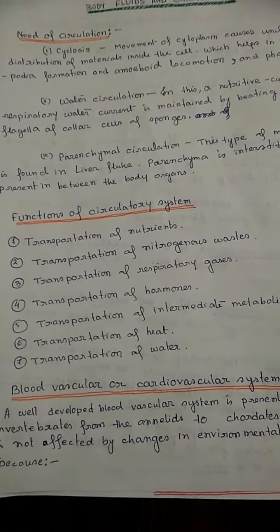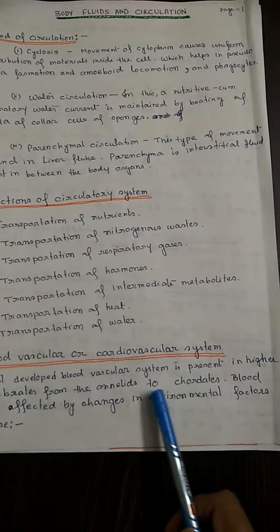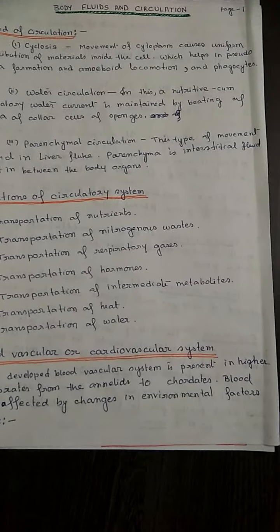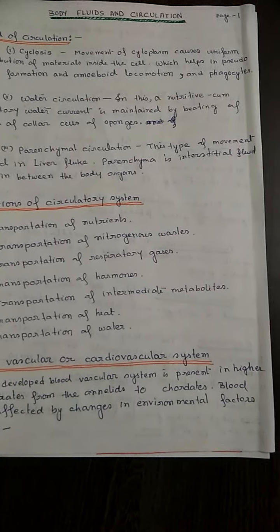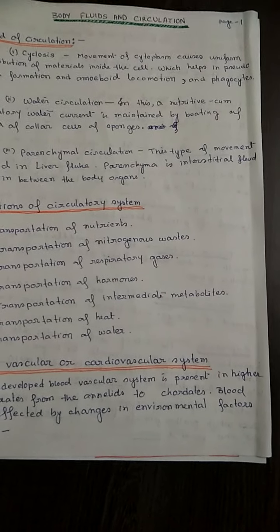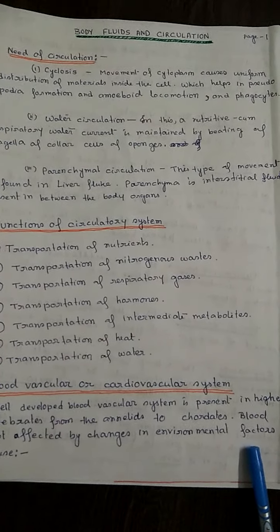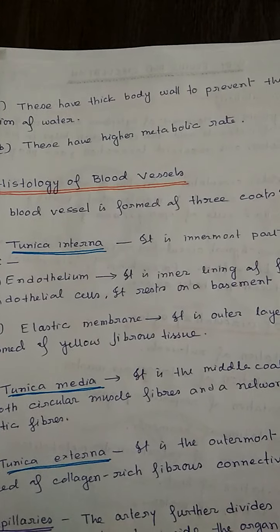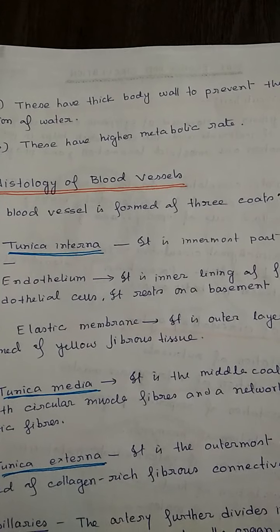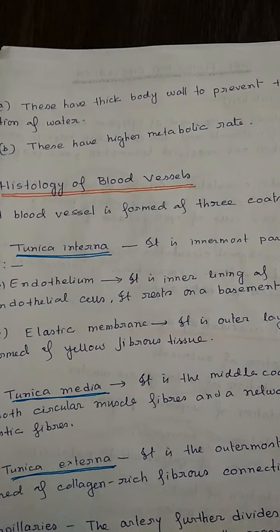Now the next one is the blood vascular or cardiovascular system. A well developed blood vascular system is present in higher organisms and in higher invertebrates, that is invertebrates from Annelida to Chordata, and the blood is not affected by the change in environmental factors because of the blood vascular system. These have a thick body wall to prevent the evaporation of water. These have a higher metabolic rate.